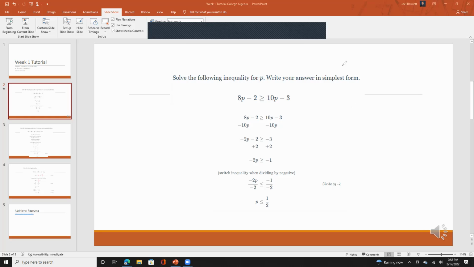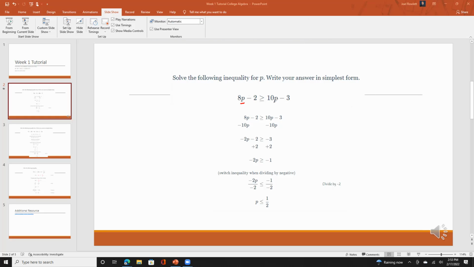And let's go ahead and start with a little bit of discussion here. What are we trying to find out? Well, what we're trying to find out is what values of P would give me a true statement if I were to plug them into this expression. For example, is it possible that P could be 0? Well, if P is 0, then I would have 8 times 0, which is 0. And 0 minus 2 is -2. So I would have a -2 on the left side.